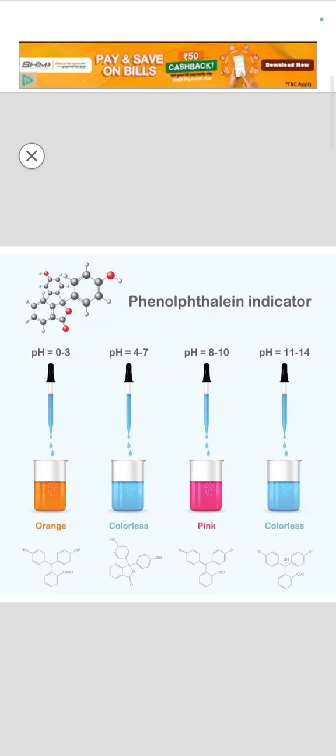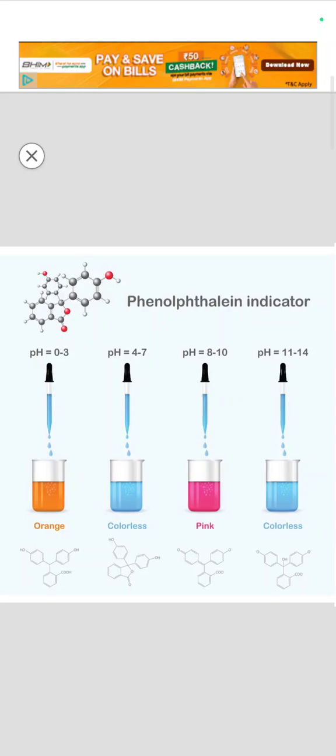When we put phenolphthalein inside an acidic solution of pH range 0 to 3, that means a highly acidic solution, the color will change to orange color. If we put phenolphthalein indicator inside a highly basic solution of pH range 11 to 14, then it will again remain colorless. So these are the color changes of phenolphthalein indicator in different pH solutions. You have to remember this. These are observed experimentally.